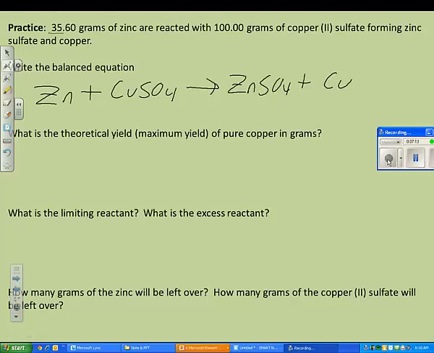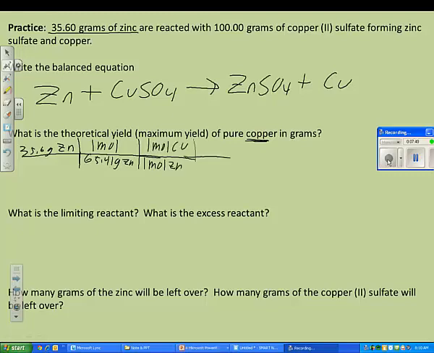All right, what is the theoretical yield of pure copper? So we're going to start with 35.6 grams of zinc and end up with pure copper in grams. So convert to moles using molar mass, which is going to be 65.41 for 1 mole. The conversion factor, or the molar ratios for these, is very easy because they're all ones. Everything's a 1. Now convert to grams of copper. So first reaction gives us 35.49 grams of copper. We're not done yet.